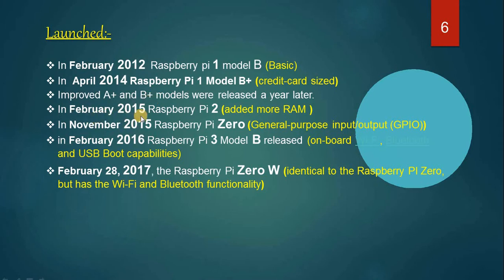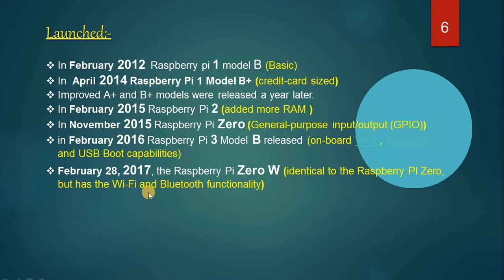Next model is Raspberry Pi 2, launched in February 2015 with added RAM. Next up is Raspberry Pi 0 model, launched in November 2015. It has GPIO, that is general purpose input output. Next model is Raspberry Pi 3 Model B, released in February 2016. It contains onboard Wi-Fi, Bluetooth and USB boot capabilities.